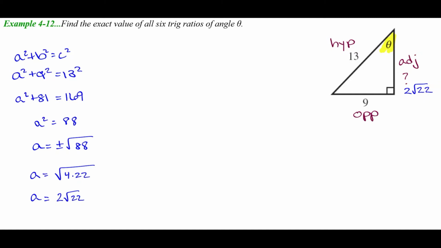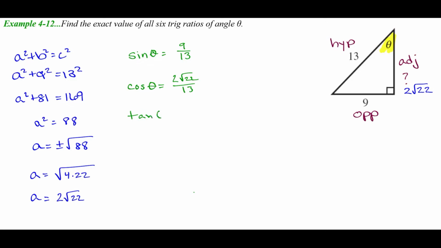Once I have all 3 sides, then I can start writing out my ratios. It does not matter what order you write them in, so I'm just going to go with the sine of theta. Remember, sine is opposite over hypotenuse, so my opposite side is 9 over 13. Reduce if possible. In this case, we can't. So then we're going to do cosine of theta. So cosine is adjacent over hypotenuse, so 2 radical 22 over 13. Again, reduce if possible. 2 and 13 don't reduce, so we don't have to do anything there.